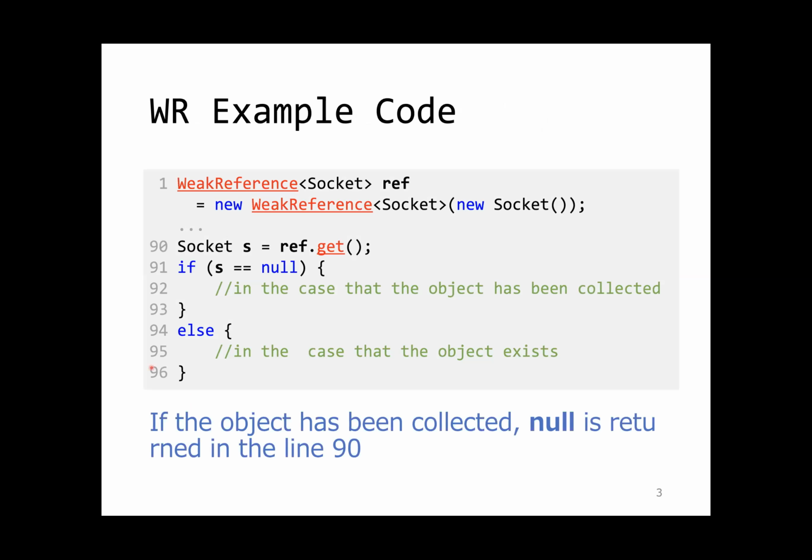And here is an example code of weak reference. At the top of the code, a weak reference is created for a given new object here. And then there is some processing here. And in line 90 here, null is returned if the object has been collected. So at the next line, there is a null check. This is typical code of weak reference.